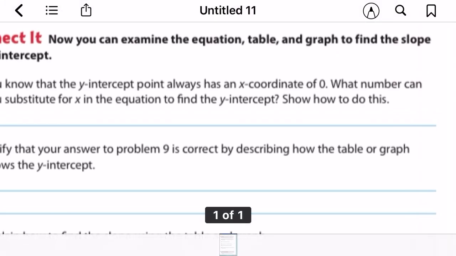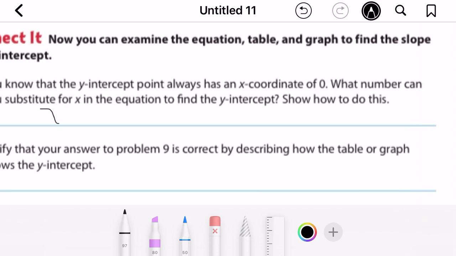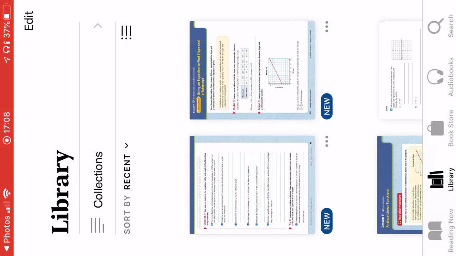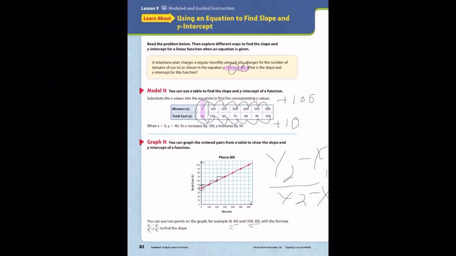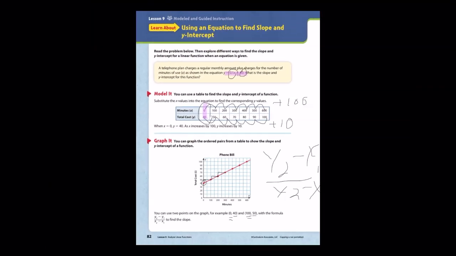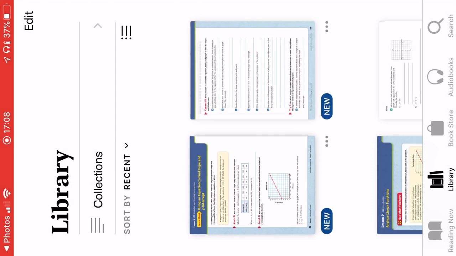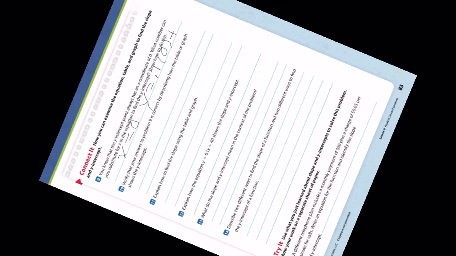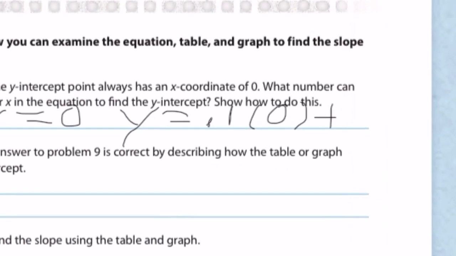So we're going to see what happens when x equals 0. You're going to say y equals, if you remember the equation, 0.1 x, but instead of x, we're going to put 0 in there, plus, I believe it was 40. Was it 40? Let's take a look again. I just flipped back a page to check, and you can see right there that it was 40. So plus 40, and we plug that number in.